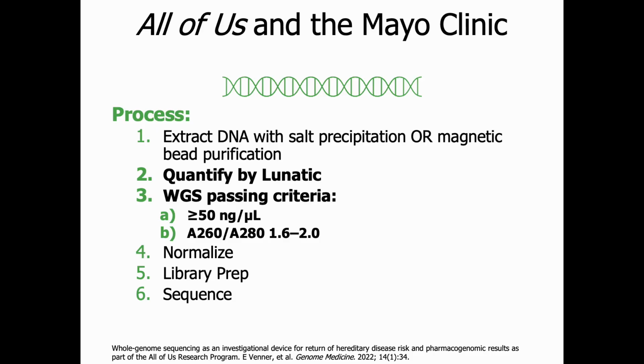Then, DNA concentrations, along with A260/A280 and A260/A230 purity ratios, were measured on the Lunatic. Samples meeting a minimum concentration of 50 nanograms per microliter and A260/A280 purity ratios of 1.6 to 2 moved forward to normalization, library prep, and whole genome sequencing.